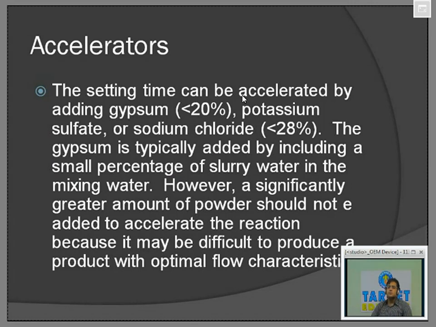So gypsum less than 20%, potassium sulfate, sodium chloride less than 28%. All these are accelerators. So a question can also be asked on slurry water. Slurry water is water which is mixed with the excess. Sometimes when you mix stone or plaster, some amount of remaining stone or plaster from the last time is sticking onto the mixing bowl. So when you add water to that, it acts as slurry water. So that also can be used as an accelerator.